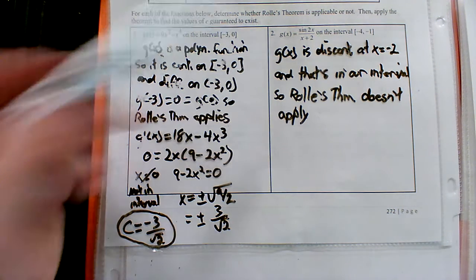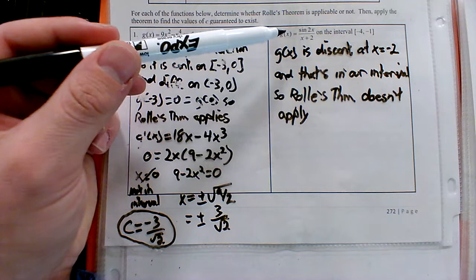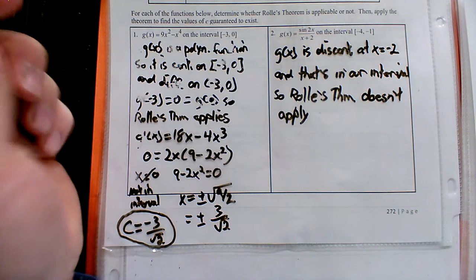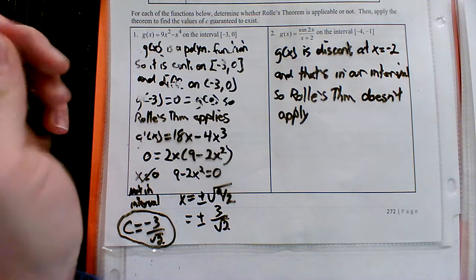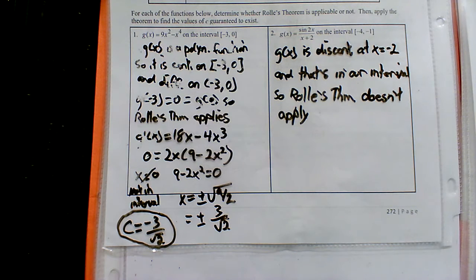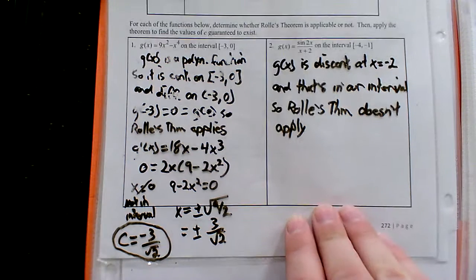So at this point, for this function, we cannot guarantee between those two values that there is some value c where the derivative is 0, because Rolle's theorem does not apply. Any questions before we move on? Alright, let's go ahead and flip over then, or next page, actually.